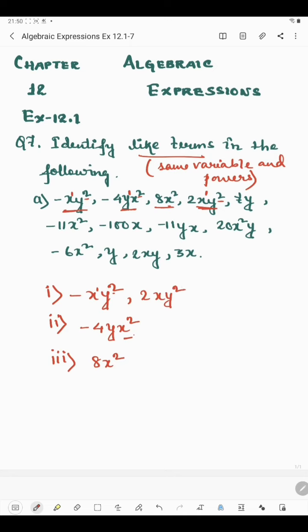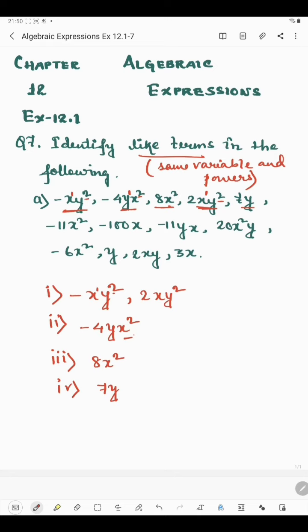Okay, now our next term is 7y. So we don't see the coefficient here, which is 7. We'll check the variable, which is y. Now y term is not present over here, so we will put this separately.